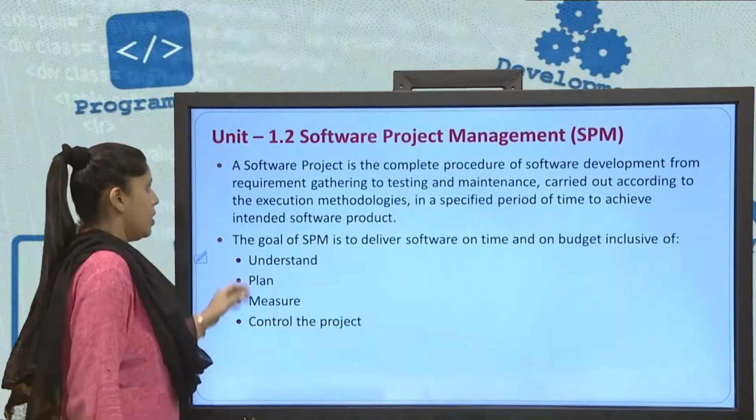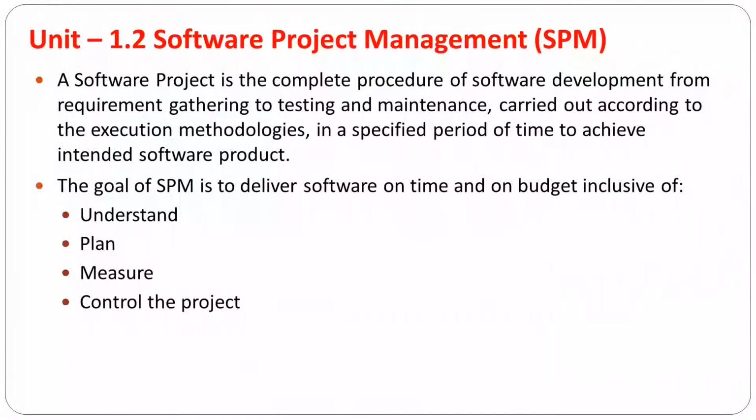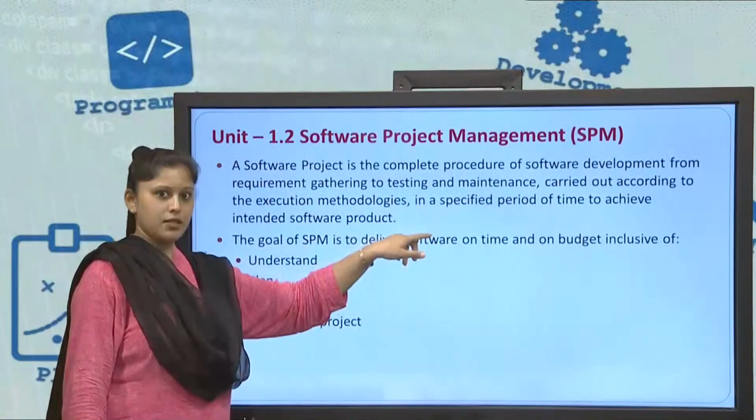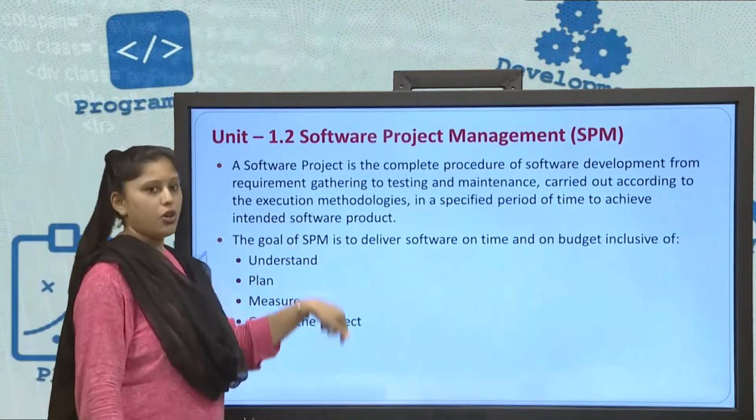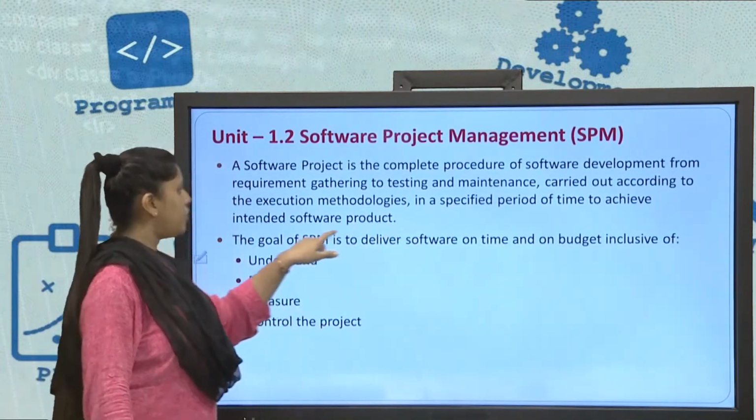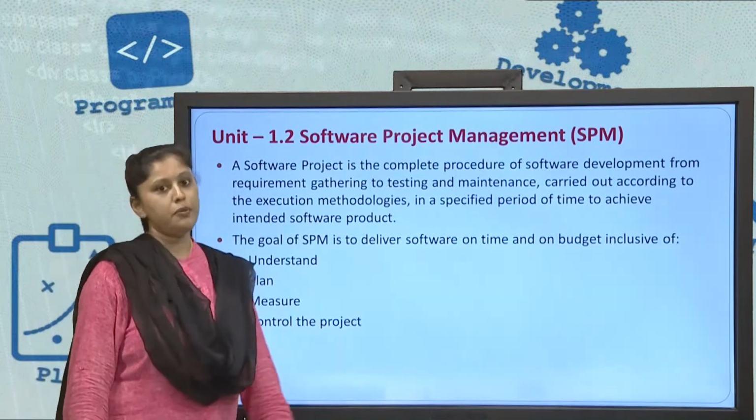Next is 1.2, that is software project management. Usually we refer to this as SPM in short. So it is software project management. A software project is the complete procedure of software development from requirement gathering to testing and maintenance, all right, which is carried out according to the execution methodologies in a specified period of time to achieve the intended software product.